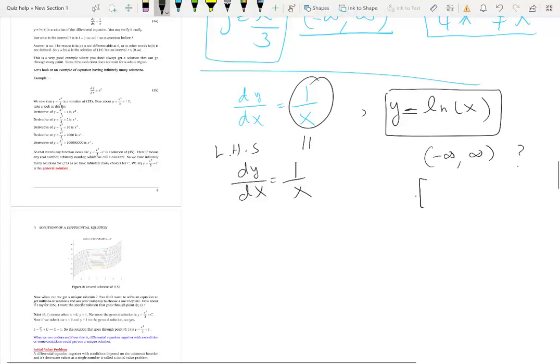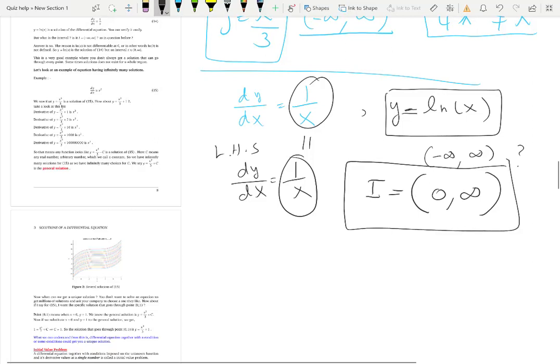So the interval should be, let's say, from 0 to infinity. I use open brackets here because we don't know what happens at 0. We cannot definitely take infinity. But how about 0? Is natural log 0 defined? No, natural log 0 is also not defined. On the other hand, the derivative of natural log is 1 over x, and 1 over x is not continuous at x equal to 0. So that's another reason we cannot have 0 either. So your interval for the solution is from 0 to infinity.